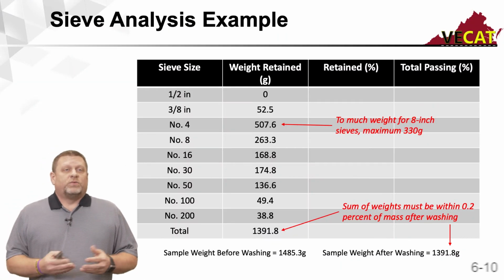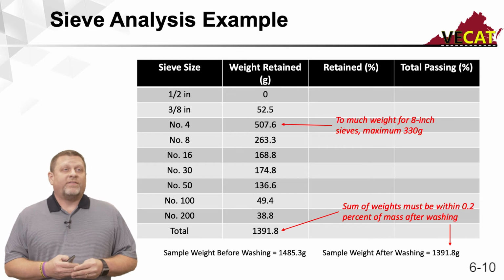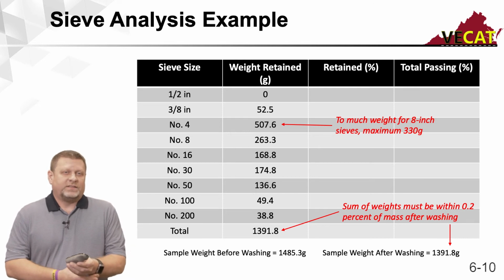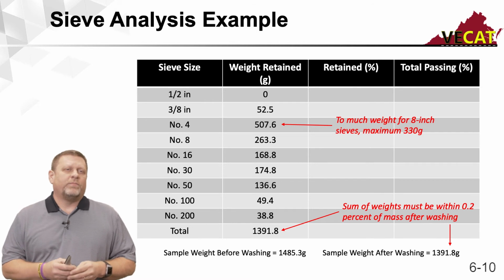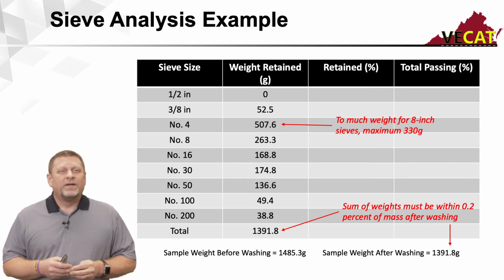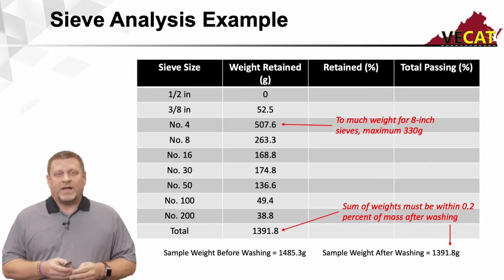Once the technician has written down all his weights, we basically have an example of a sieve analysis here. You can tell based on this sample the amount of material retained. There's nothing on the 1/2 inch, very little on the 3/8, quite a bit on the number 4. That would tell me that this is probably an SM 9.5 mixture sample that he ran.